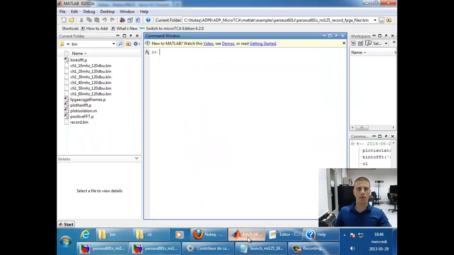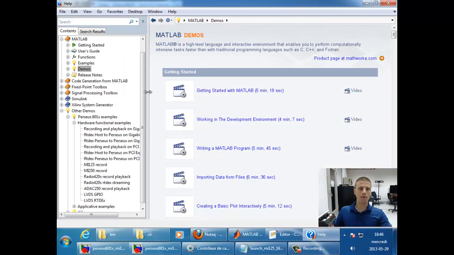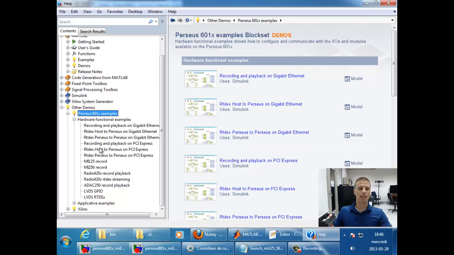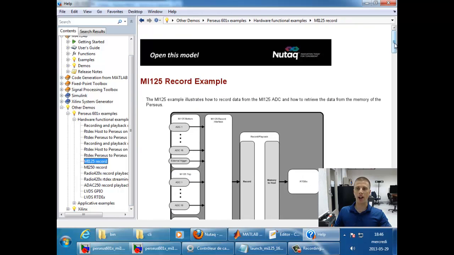So here I'm going to bring up MATLAB. After I install Nutaq's software tool suite, I get new demos from the MATLAB Help Demos menu. It's down at the bottom under Perseus 601. In this example, we're going to be looking at the MI125 record demo. If I click on it, I get the demo sheet on the right-hand side.